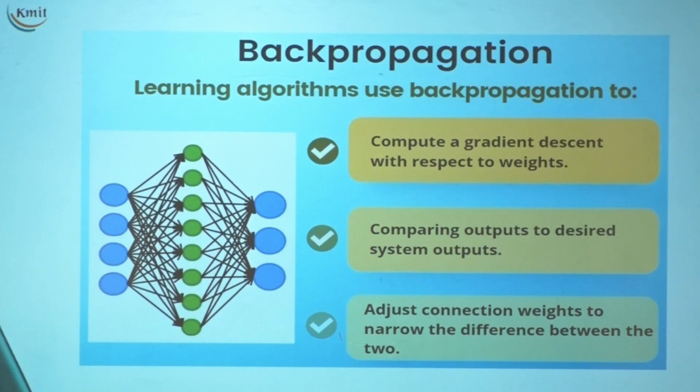Okay. So we have seen that in backward propagation, we compute the gradient with respect to what? We compute the gradient with respect to weights. And we've also seen comparing the outputs to desired system outputs, right? So we've also seen that if the output is not as desired, we go for adjusting the weights such that I reduce my loss function. This is what we have seen when we were talking about back propagation.